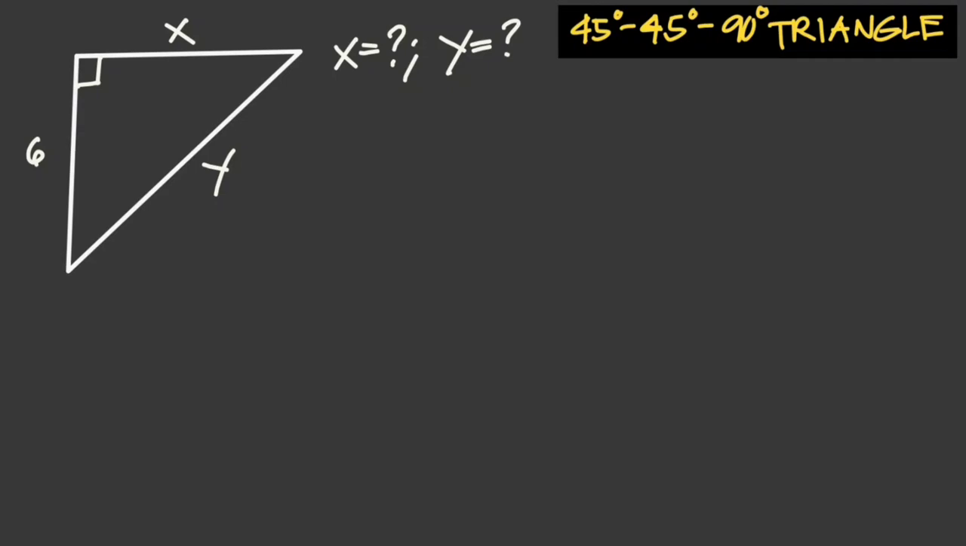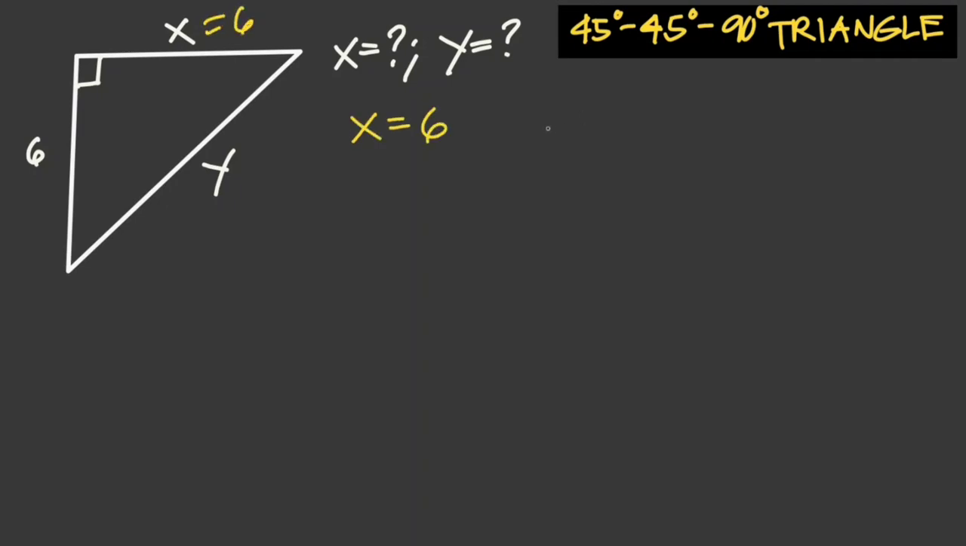Okay, in this case, we are given the value of one leg, and the other leg is missing, and the hypotenuse. So let's solve for the other leg and the hypotenuse. Since this is a 45-45-90 triangle, the two legs are just equal. So x is just equal to 6. So this is also 6.